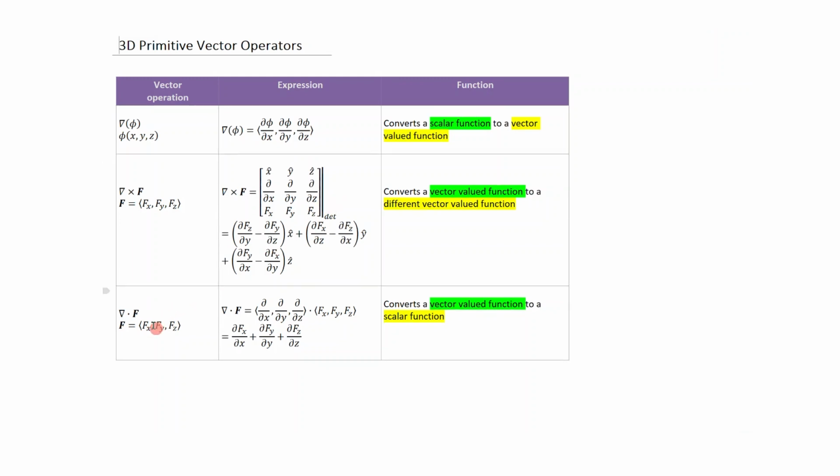The divergence, basically, we're taking the del operator and operating on the vector field f, but in this case we're using a dot product, not a cross product. So in this case, partial x operates on fx, partial y on fy, and partial z on fz, and we end up with this expression here. So what does divergence do? It takes a vector valued function and it produces a scalar function.